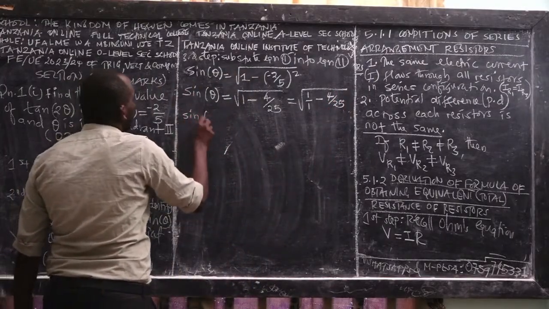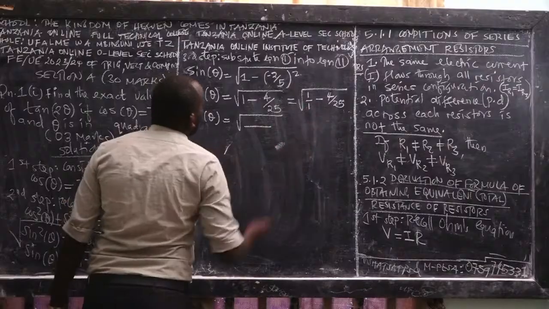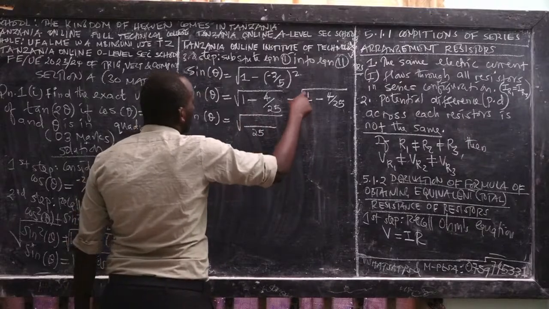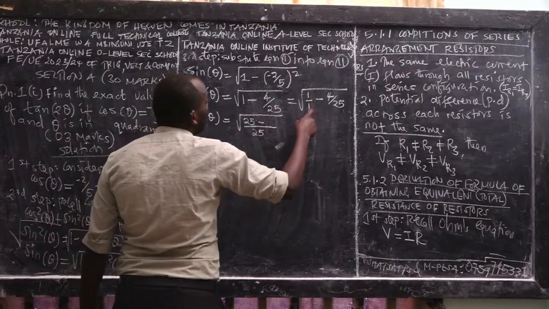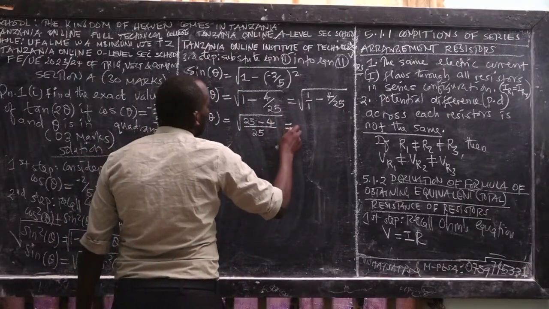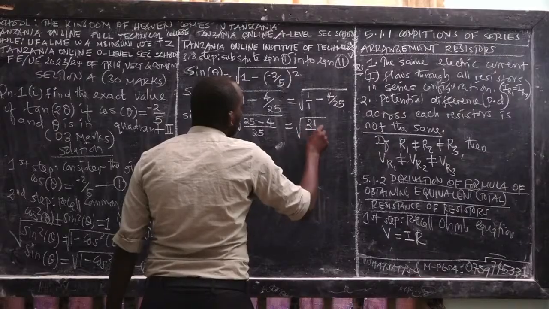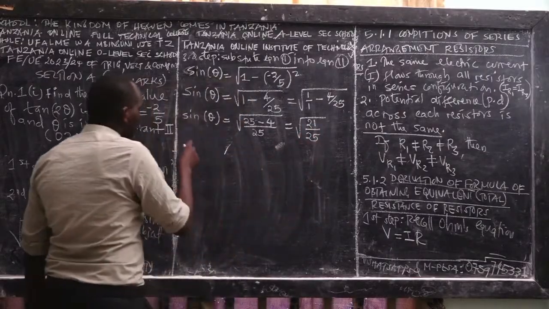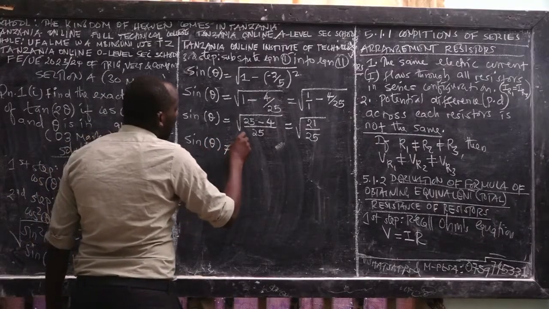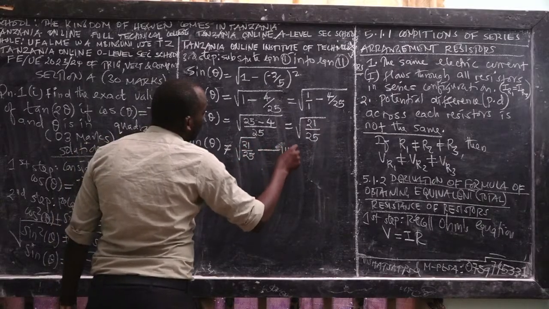So dear students, we are going to have sin theta equal to the square root of... what is the LCM? 25. I have 25 over 1, 25 times 1 we get 25, minus 25 over 25, 1 times 4 we get 4. So this is equal to the square root of 25 minus 4, we get 21 over 25. So dear student, sine of angle theta is equal to the square root of 21 over 25. So this will become equation 3.